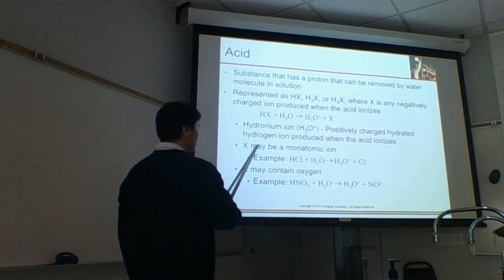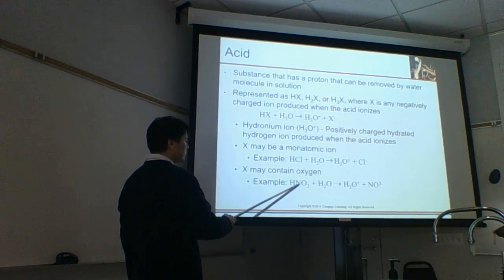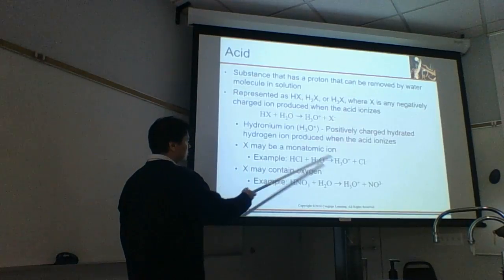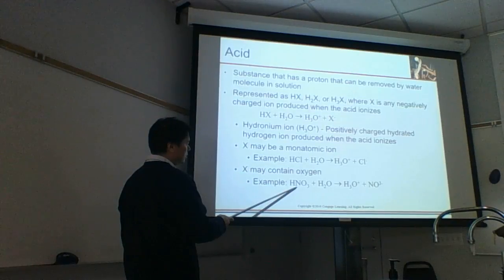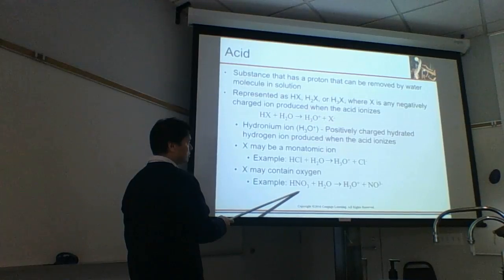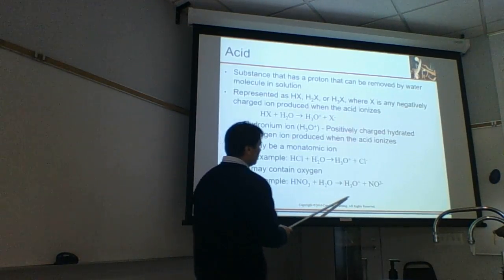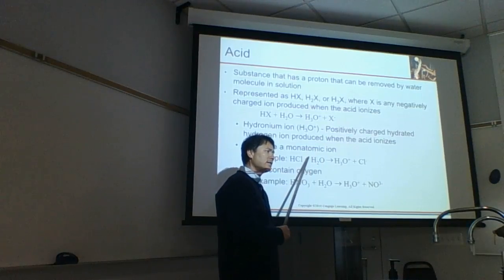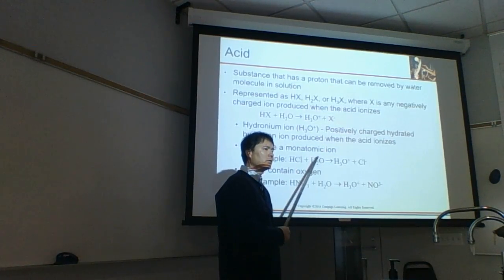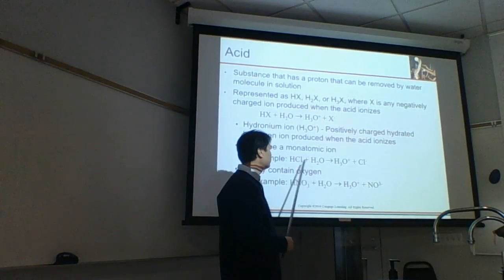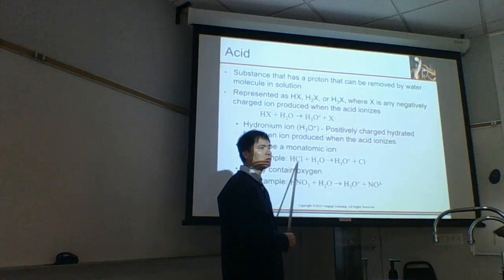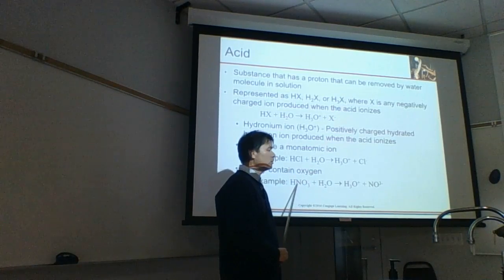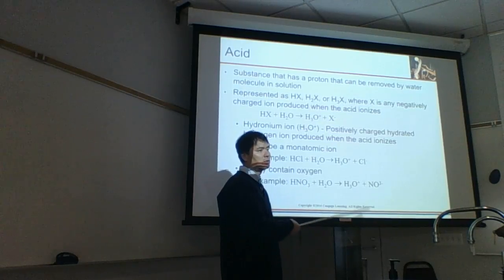X can be monatomic or it can be polyatomic. Here's a polyatomic X, where X is nitrate. Here X is chloride. What is this one called? HNO3. Nitric acid. So our question is, does it ionize or hydrolyze completely, partially, or not at all? Well, then we have to recognize HCl: strong acid, weak acid? Strong acid, hydrolyzes completely. HNO3: strong acid, hydrolyzes completely.